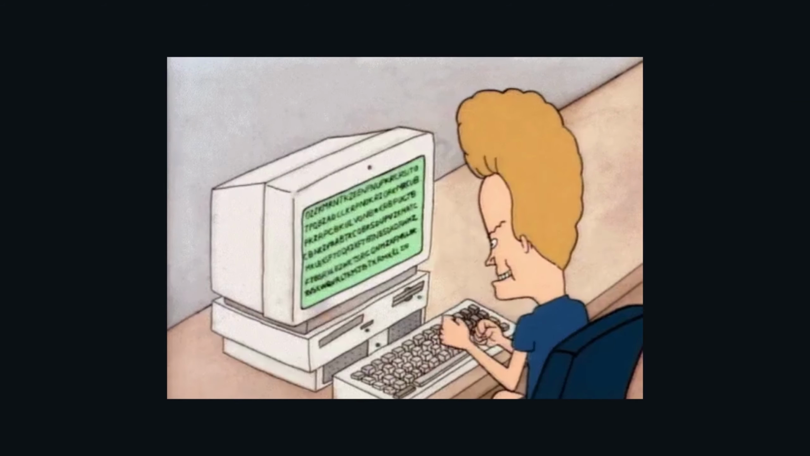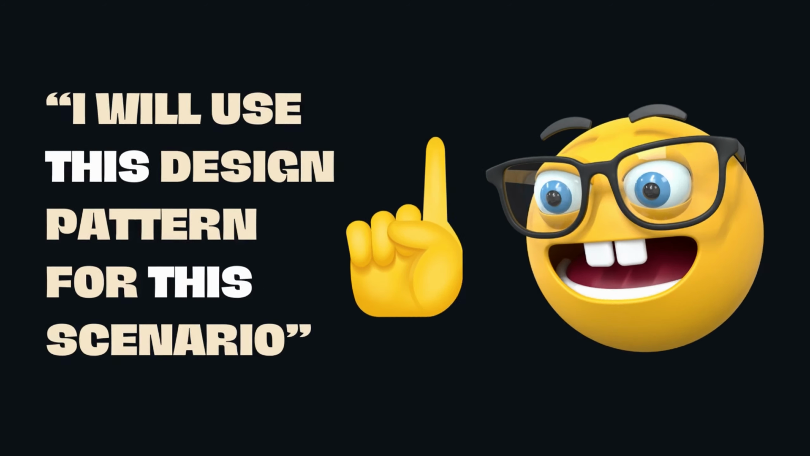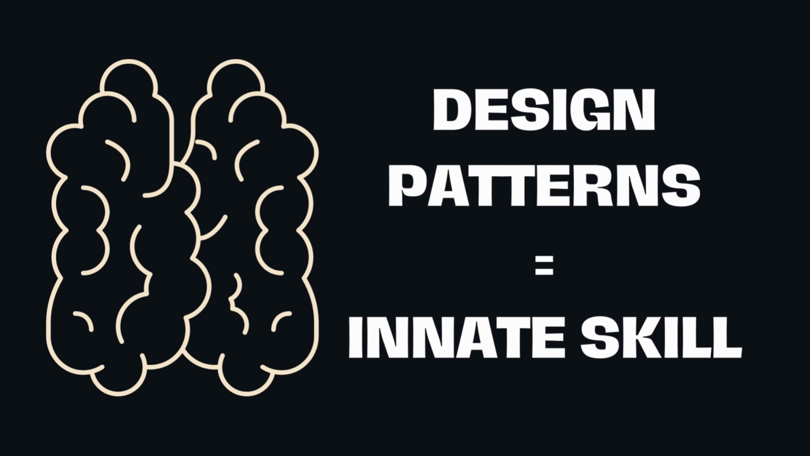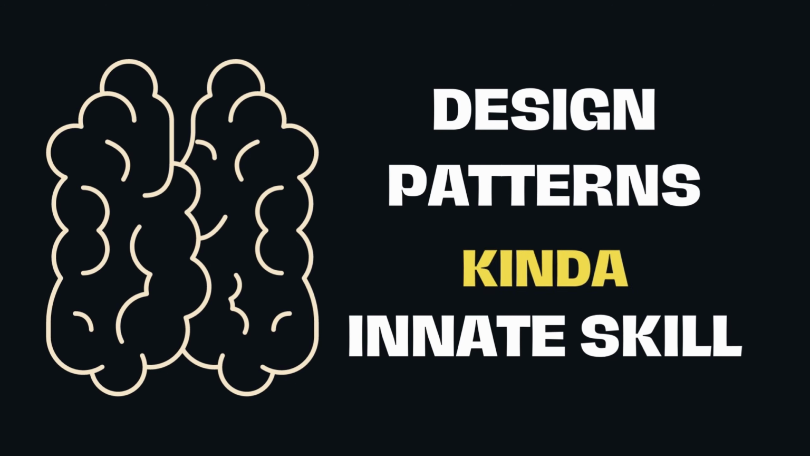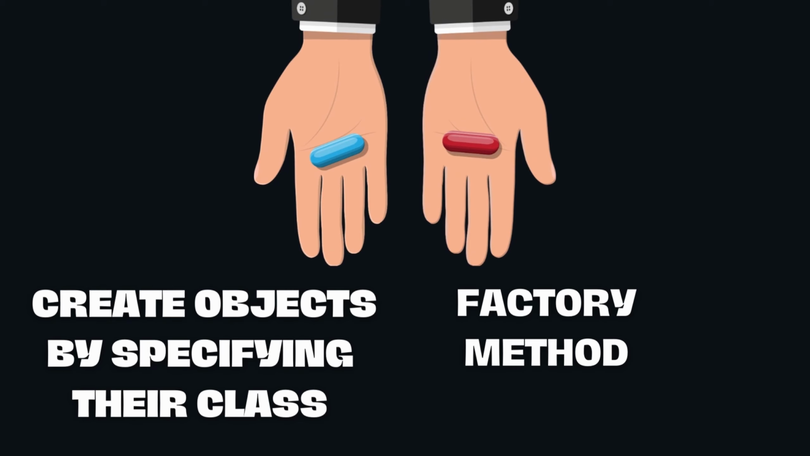Most people don't think of implementing design patterns as knowing the whole dictionary of design patterns and thinking, I will use this design pattern for this scenario. It is an innate skill that you pick up over time and a skill that you develop, but let's learn it anyways. The factory method is a way to create objects without specifying their exact class.